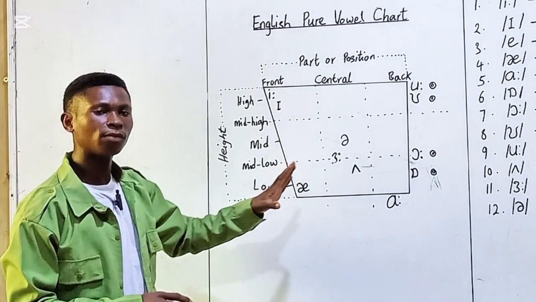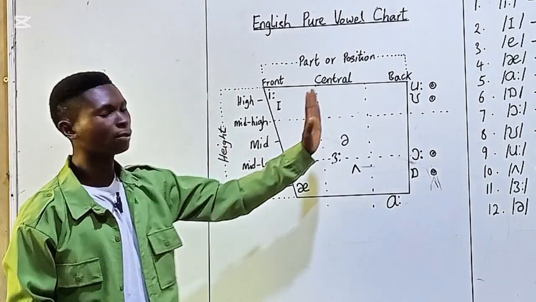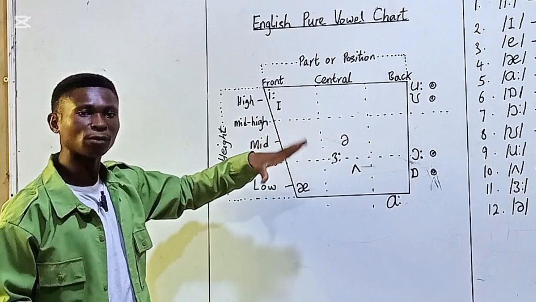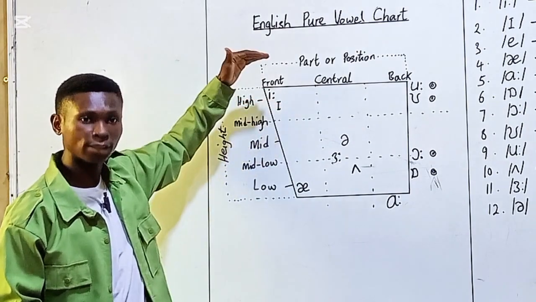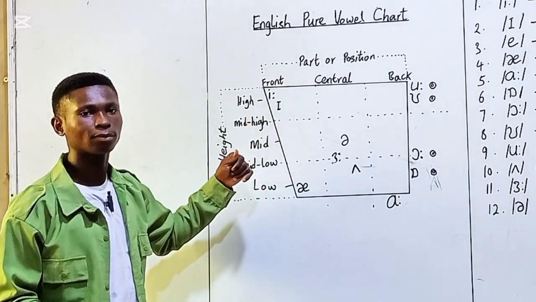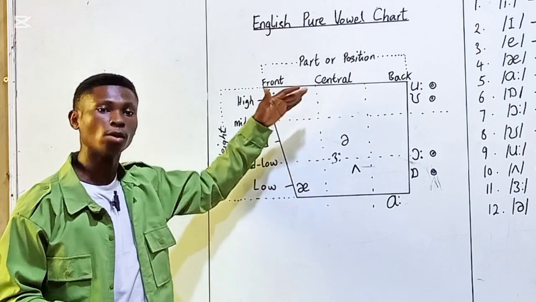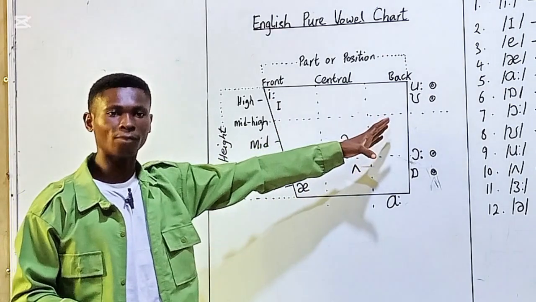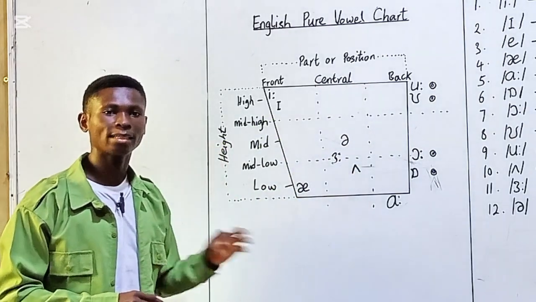Again, we have different parts of the tongue ranging from the tip of the tongue, that is the front part of the tongue, to the middle of the tongue, to the back of the tongue. So when a sound is produced with the help of the front part of the tongue, that's to say the front part of the tongue is raised or lowered, we describe such sound as front vowel sound. If the middle of the tongue, that is the central part of the tongue, is raised or lowered, we call it central or mid vowel sound. If the back of the tongue is raised or lowered, we describe it as the back vowel sound.